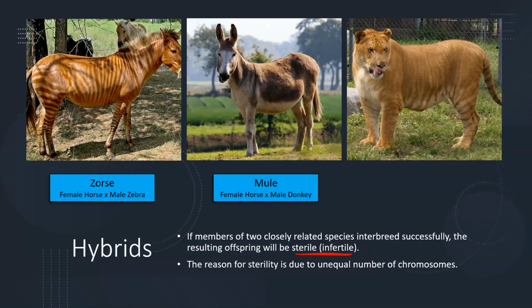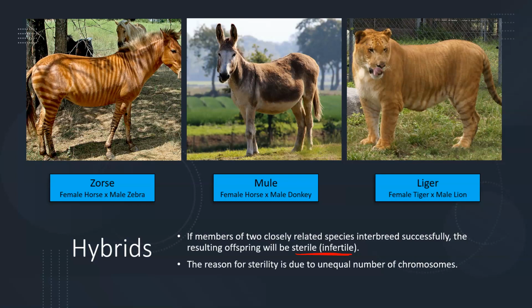The next one probably looks the most common. It's a mule. These are produced all the time. It is a cross between a female horse and a male donkey. They have capabilities of pack animals like donkeys do, but they also have the larger size and more robust morphology like a horse. And then you have the liger. It's a female tiger and a male lion.